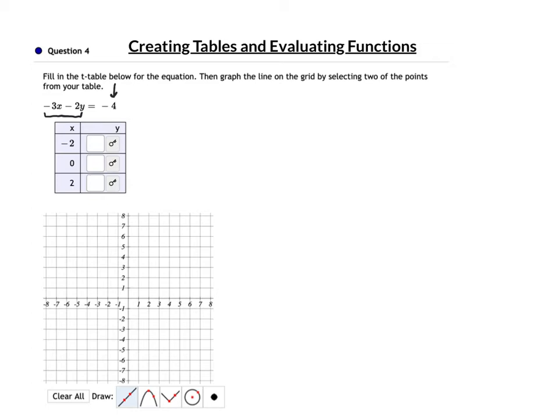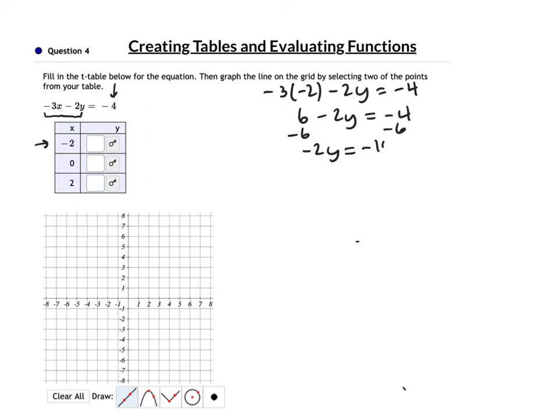What you'll see is that it's actually easier if you solve for y. For one example, let's use the equation in the standard form. It's negative 3 times x, so I'm going to put in negative 2 times negative 2 minus 2y. I don't know what y is. I'm going to find y equals negative 4. Well, this is 6 minus 2y equals negative 4. To get the y by itself, we subtract 6 from each side, and negative 2y will equal negative 10. Now we can divide by negative 2 to get y by itself, and y will equal 5.